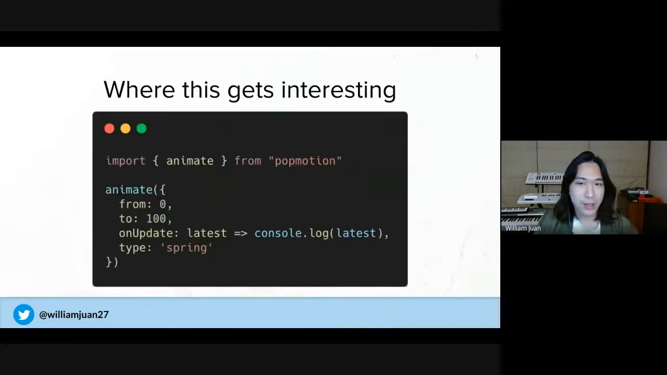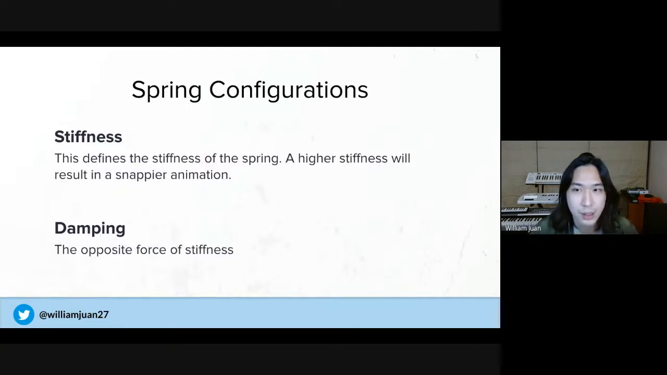So this is where it gets interesting when you use Popmotion. It supports a few different types, as I touched on earlier. So it does inertia, keyframes, and spring. Just for spring, in addition to being able to create default spring animations, it also lets you configure all these additional niceties about your spring animations.